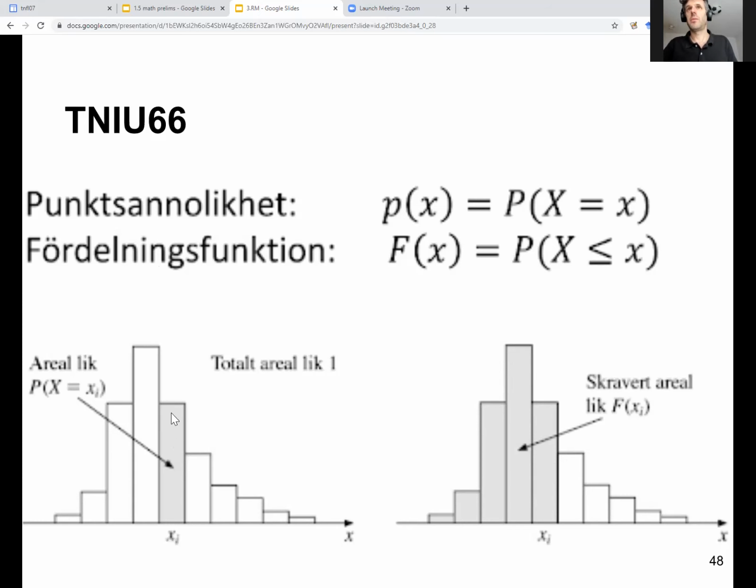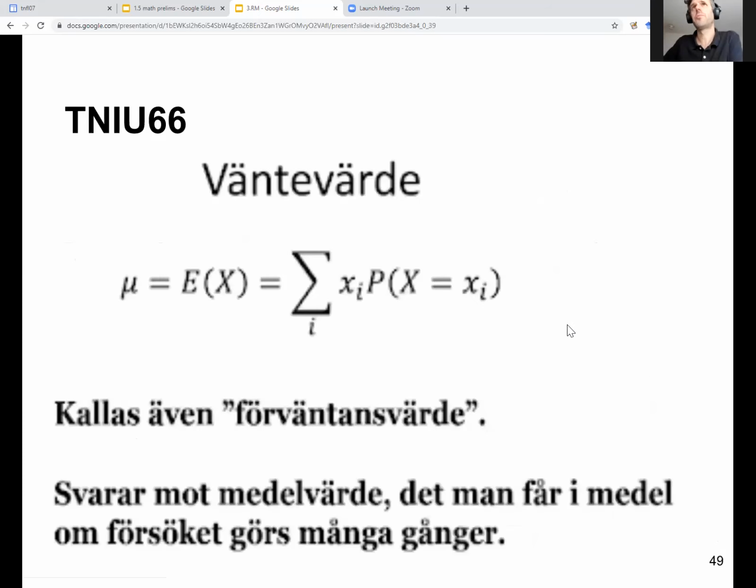So this is the mass, and on the right here you have the cumulative distribution function. Other things, I mean the expected value, with all the different names in different languages. The summation: we do the summation over all numbers times the probability that the random variable is equal to that number. Here, you're going over all values that the random variable may assume.